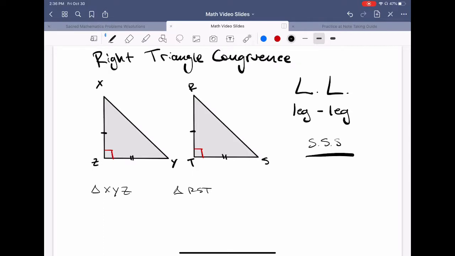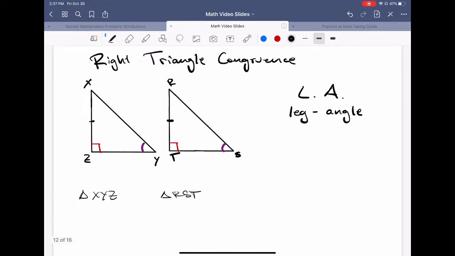Okay, so I have two right triangles. I got triangle XYZ and right triangle RST, and I have two pairs of congruent legs labeled. Well, we can use the Pythagorean theorem to find this third side. We got A, B, and C. And if these are in a right triangle, because we're using the Pythagorean theorem, if I know A and B, C can only be one number. Likewise in the other triangle. So that's how I can say these two triangles are congruent.